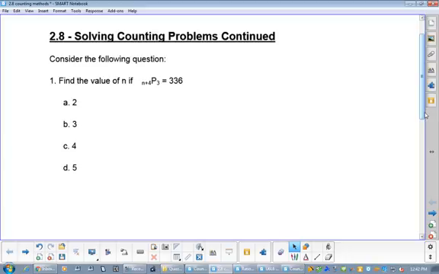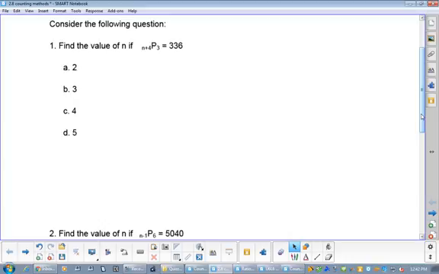Now, 2.8 is just a matter of getting the formulas to be able to make the answer. Like, on the quiz today, we did 9P6 equals 60,480. Well, how did we get that? We put 9P6 in our calculator. Well, what if now, like in this question here, number 1, they give us the answer, but they don't give us the number to put in?